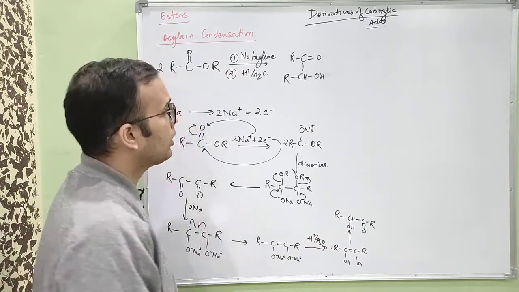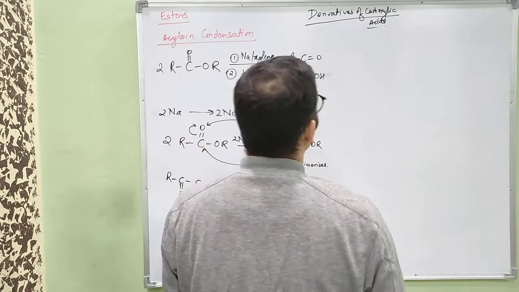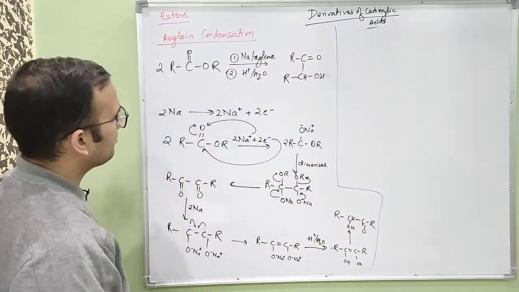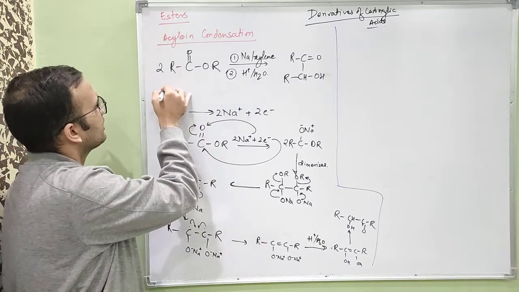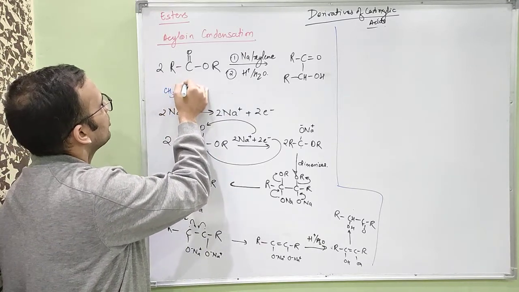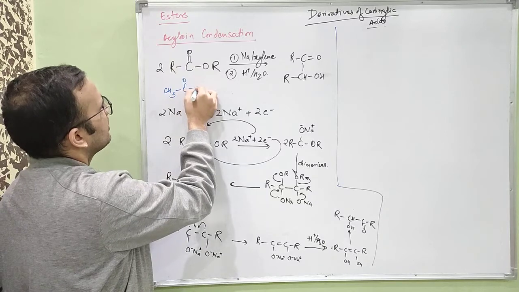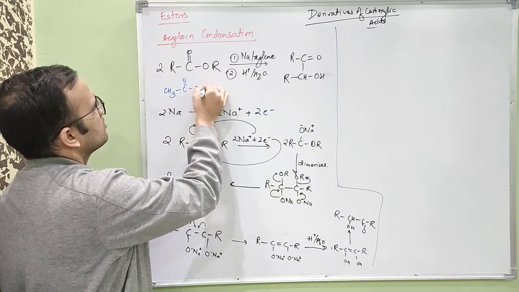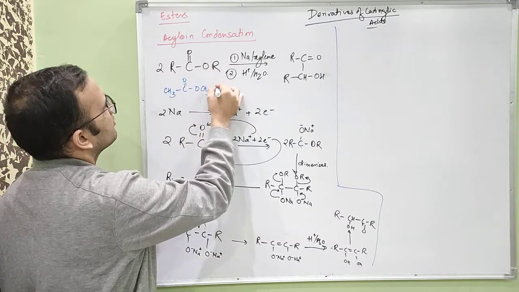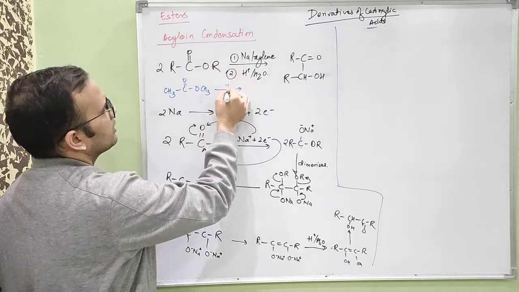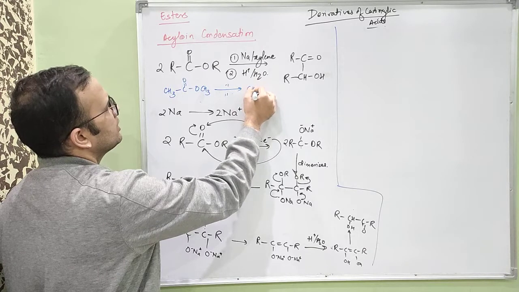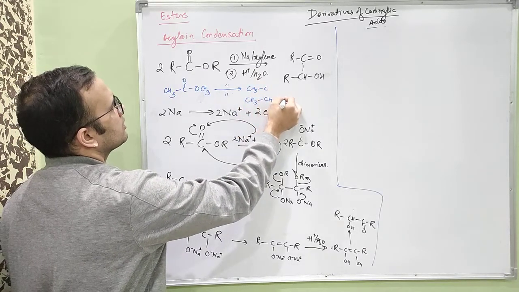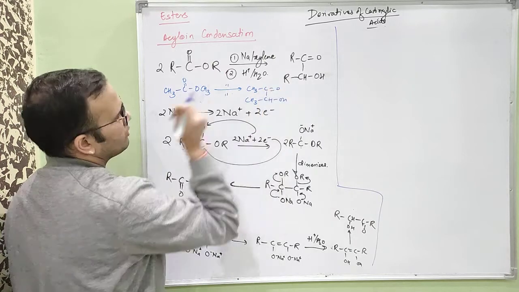Now let's take a look at an example: CH3 C double bond O, just replace R with anything. Let's say the same thing here and here. You will get CH3 CH OH. This is what you will get.